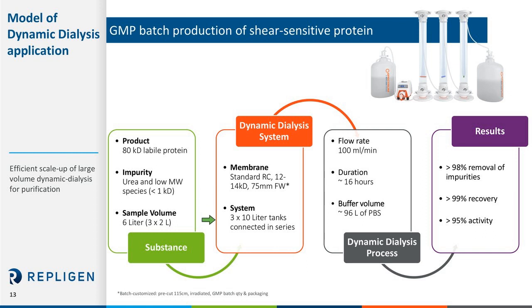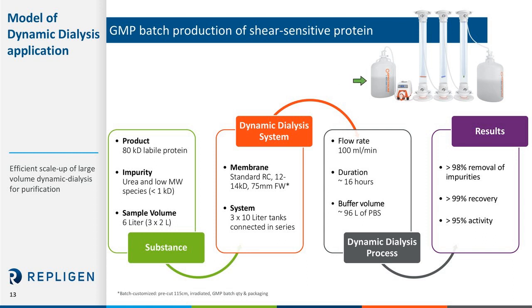The system in this case is going to consist of 3 10-liter tanks connected and operated in series. So we're going to have a single buffer source that's going to flow through a pump into an initial tank that will hold 2 liters. This will continue to a second tank that holds a second 2 liters, and then into a third tank that holds another 2 liters, for a cumulative 6 liters of sample that can be purified. Then the waste is simply sent to drain.